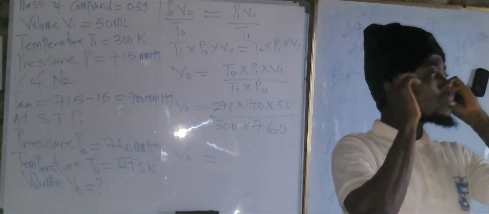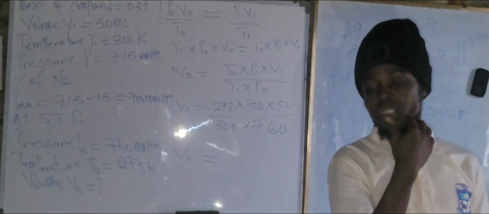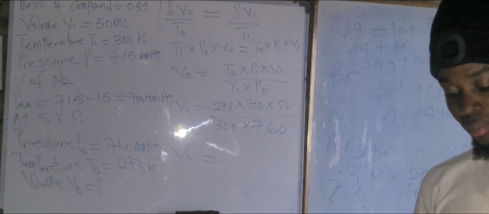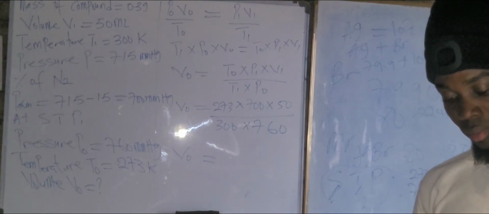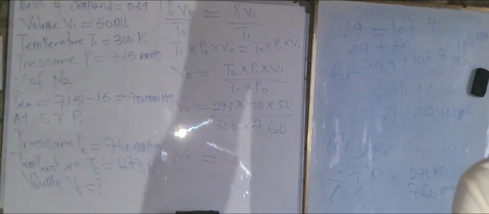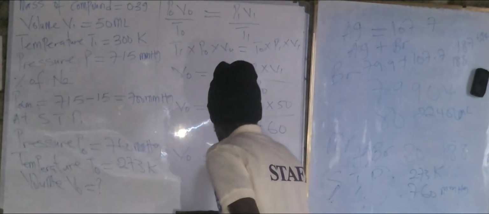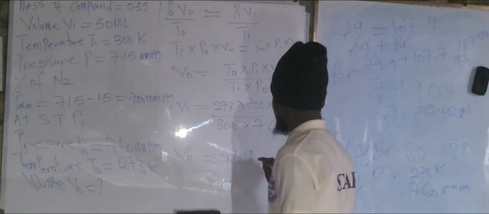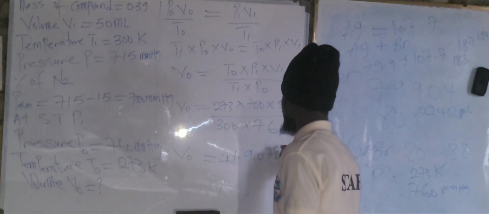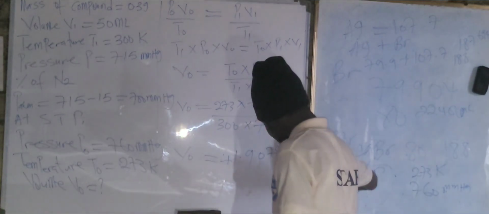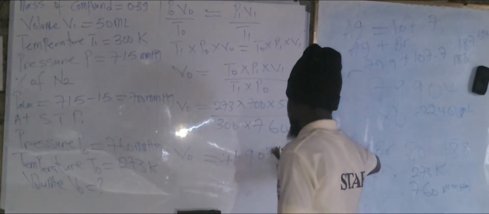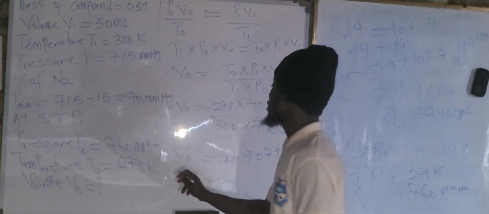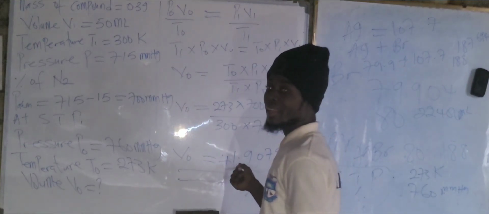Divided by 300. What is it? 41.9078, let me confirm. 41.91. Yes, 0.90789. Okay, let's say 79. That's all. Volume here is in what? This was ml. Yes, sir. Do we have to find the guy here? No, this is the guy.